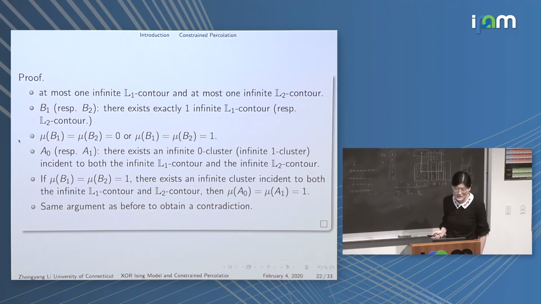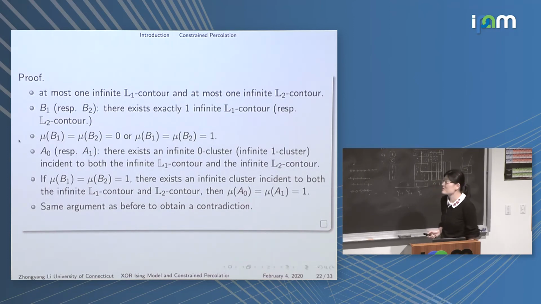This is by ergodicity. A0 is the event that there is an infinite 0 cluster, and A1 is the event that there is an infinite 1 cluster, incident to both the infinite L1 contour and the infinite L2 contour. So if we want to show that mu B1 equals mu B2 equals 0, we only need to show that mu B1 equals mu B2 equals 1 leads to a contradiction.